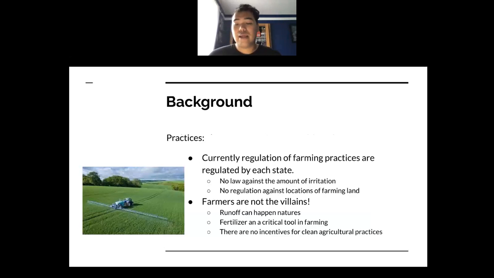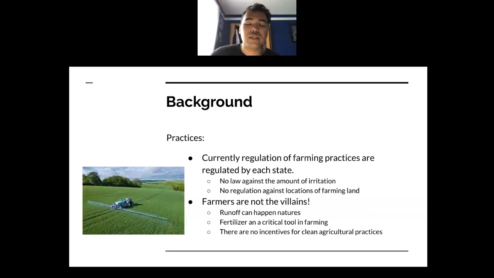The reason why it happens and is allowed to happen is that currently there are no regulations on farming practice at a federal level. Each state decides its own rules, and there's no law against the amount of water you're allowed to water your plants with, which sounds silly, but when every farm is doing it, it can add up. There's no law against where farms can be, and there are some zoning laws, but none that prohibit them from being really close to bodies of water.